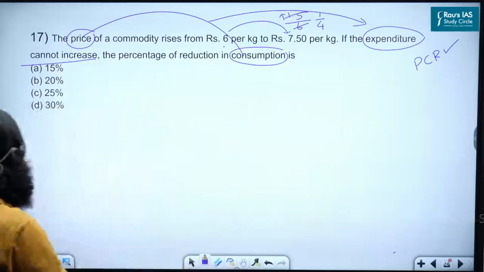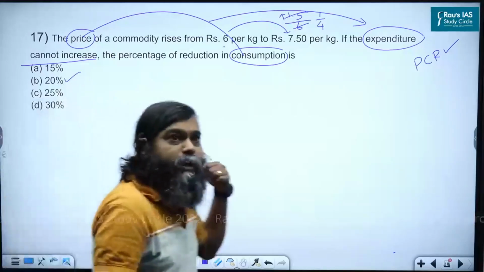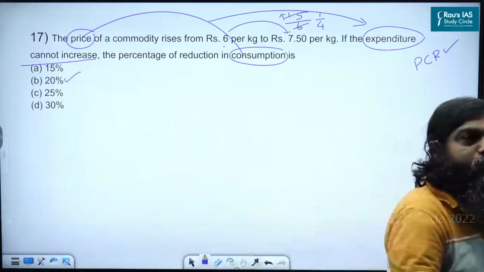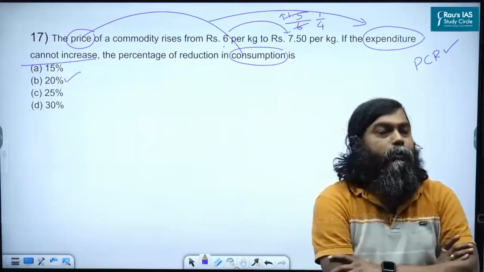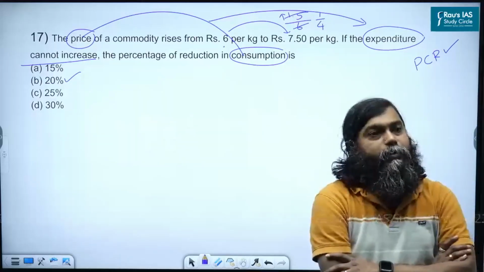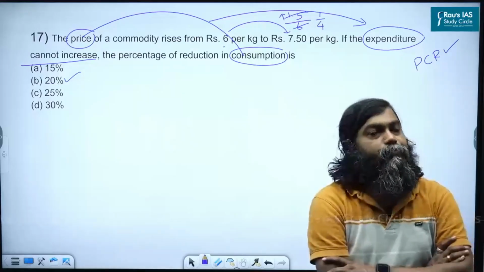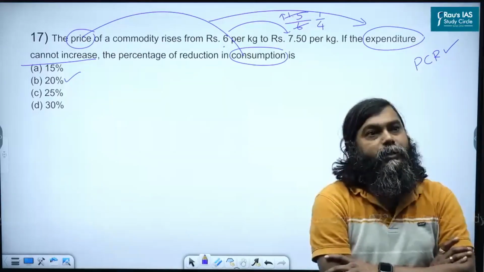Getting or not getting? Can I solve? First or second, which interpretation does anybody need? Anybody required any other interpretation? Nobody is saying anything. All are getting 20%.